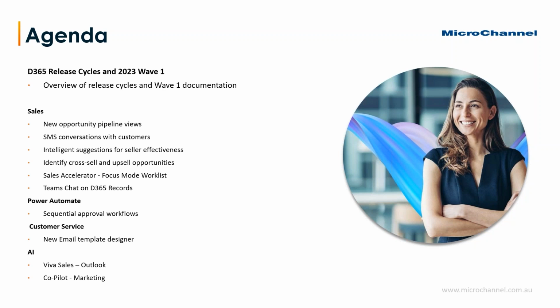So we wanted to run through very quickly how release cycles actually work, and in particular looking at this particular cycle or this particular wave. And we'll have a look at what that means for you in terms of the deliverability of different pieces of functionality during the year. We'll then dive into the sales side of things, and we'll start to look at some of the new components in this new wave.